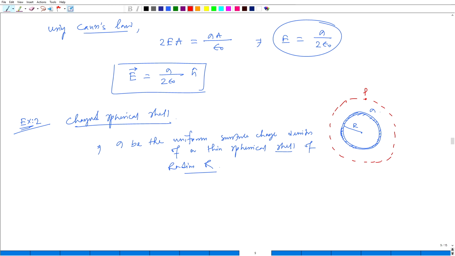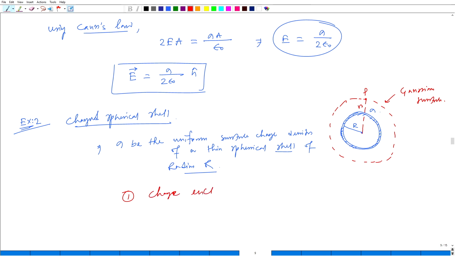So, we consider another spherical surface passing through this point. Basically, this distance r, and we consider this one as a Gaussian surface, and that is a sphere. Now, we calculate two things again. First is the charge enclosed by the Gaussian surface.